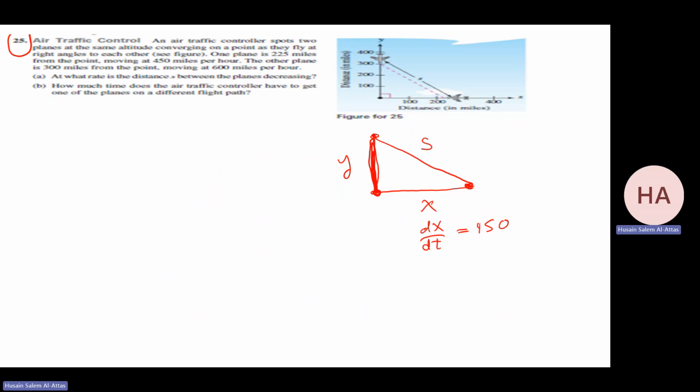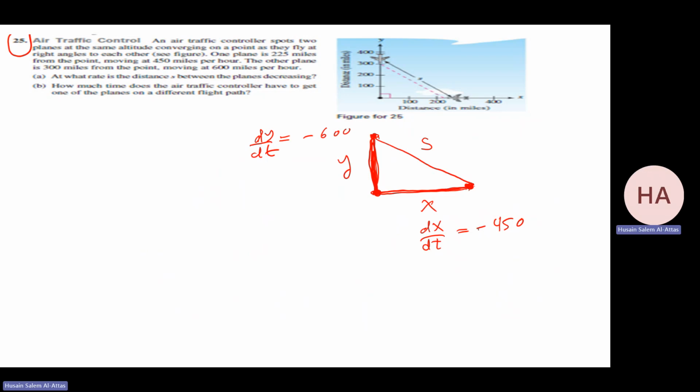And is it plus or minus? Since this distance is going in that direction, the distance as it's going is decreasing. This x is decreasing as we are going. So this would be minus 450. And this one, dy by dt, the same thing. The airplane is going this way, so this distance is decreasing. That will be minus 600 miles per hour.